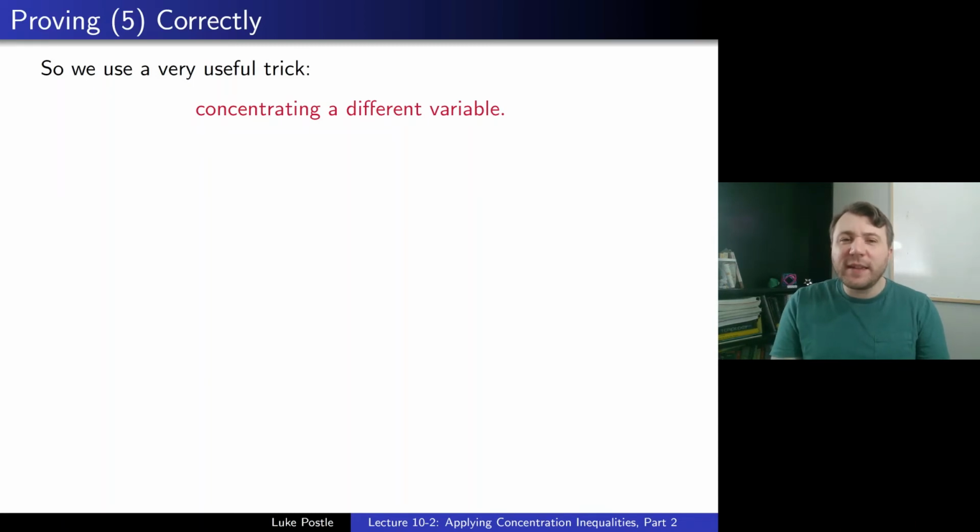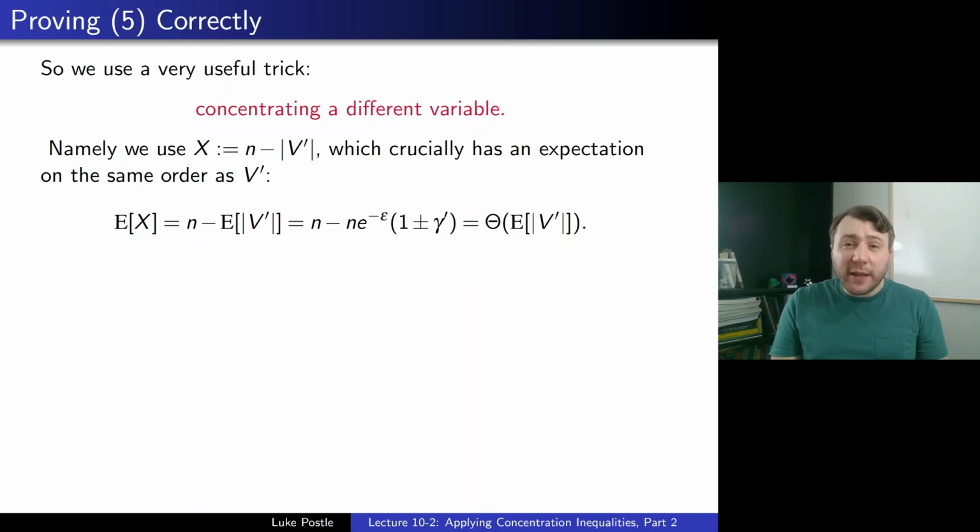So what does this mean? You have a certain variable in mind and you know its expectation. Sure, you have to work with that one. But when you go to the concentrations, there's no reason you have to work with that variable. Maybe pass to a related variable, which will give you somewhat of a different expectation, but if you concentrate the different variable, it concentrates the original. And maybe that one's verifiable. So how does this work here? Here we'll use x to be n minus v prime, which crucially, as you'll see, has an expectation on the same order as v prime.